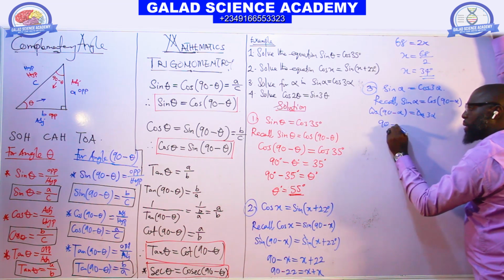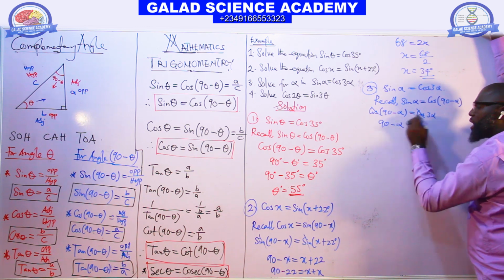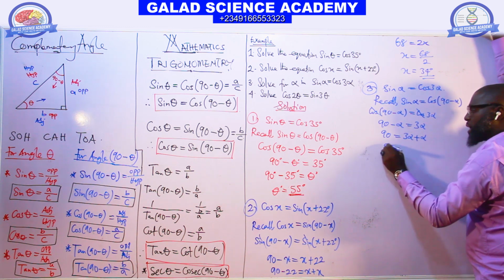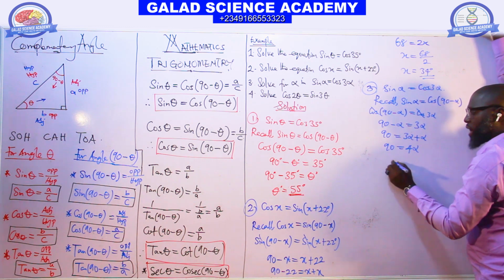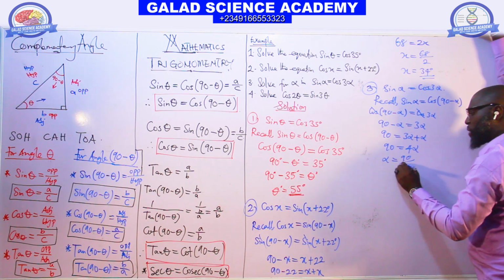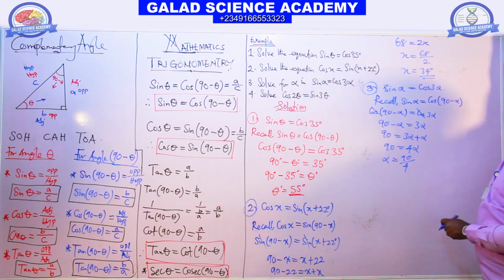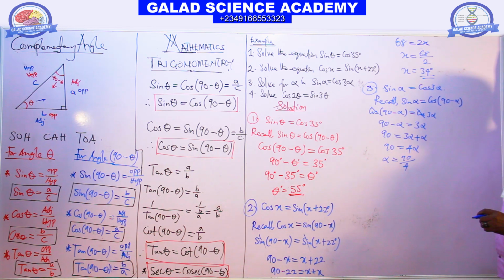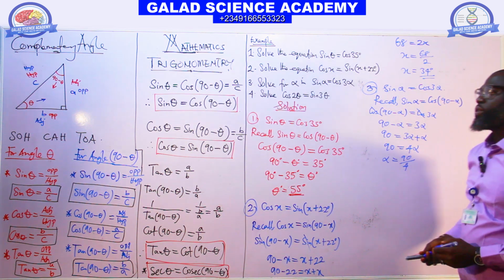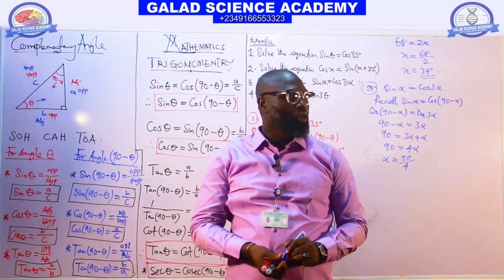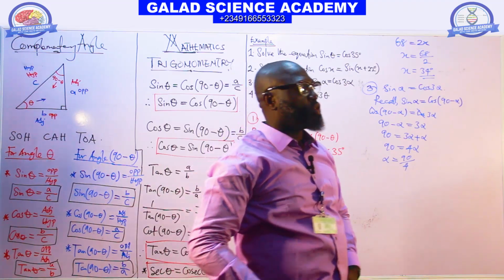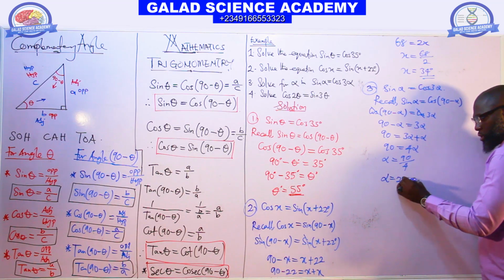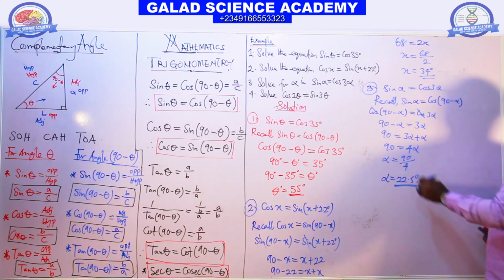We go like this. We have 90 minus alpha equal to 3 alpha. We have 90 equal to 3 alpha plus alpha. 90 equal to 4 alpha. What will be the alpha? Alpha is 90 over 4. So, 4 going in 90, 2 in 90 is 45, 2 in 45 is 22.5. So the alpha will be 22.5 degrees if I'm not mistaken.